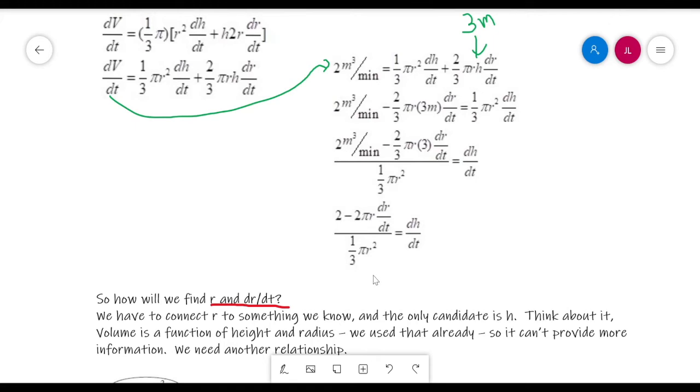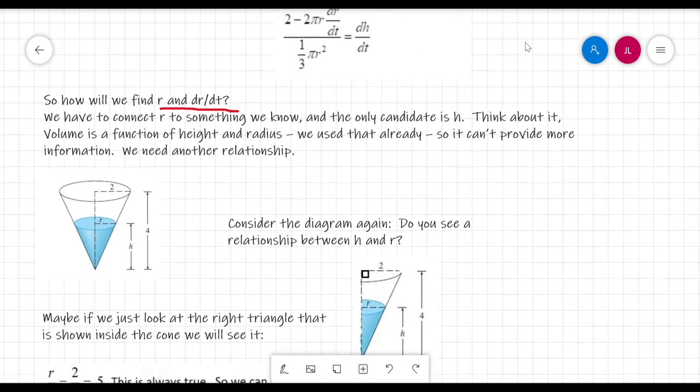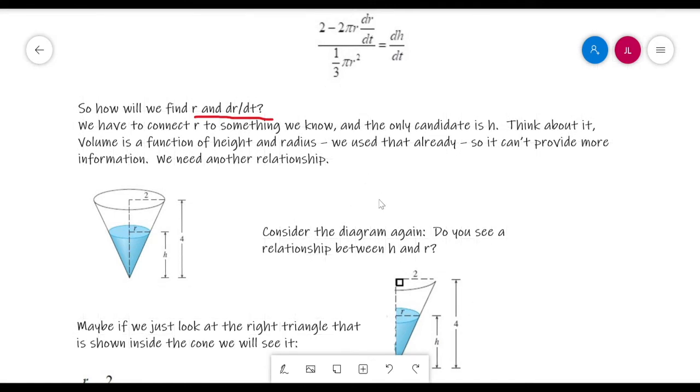But just as we feared, we have to figure out, when h is 3 meters deep, what's r? What's dr/dt? So we have to figure out a way to relate r to something else, something we know. And the only candidate is h, because we have already used the equation for volume. Volume is a function of the height and the radius. That equation isn't going to give us any more information. We have to figure out, is there another relationship between r and h?